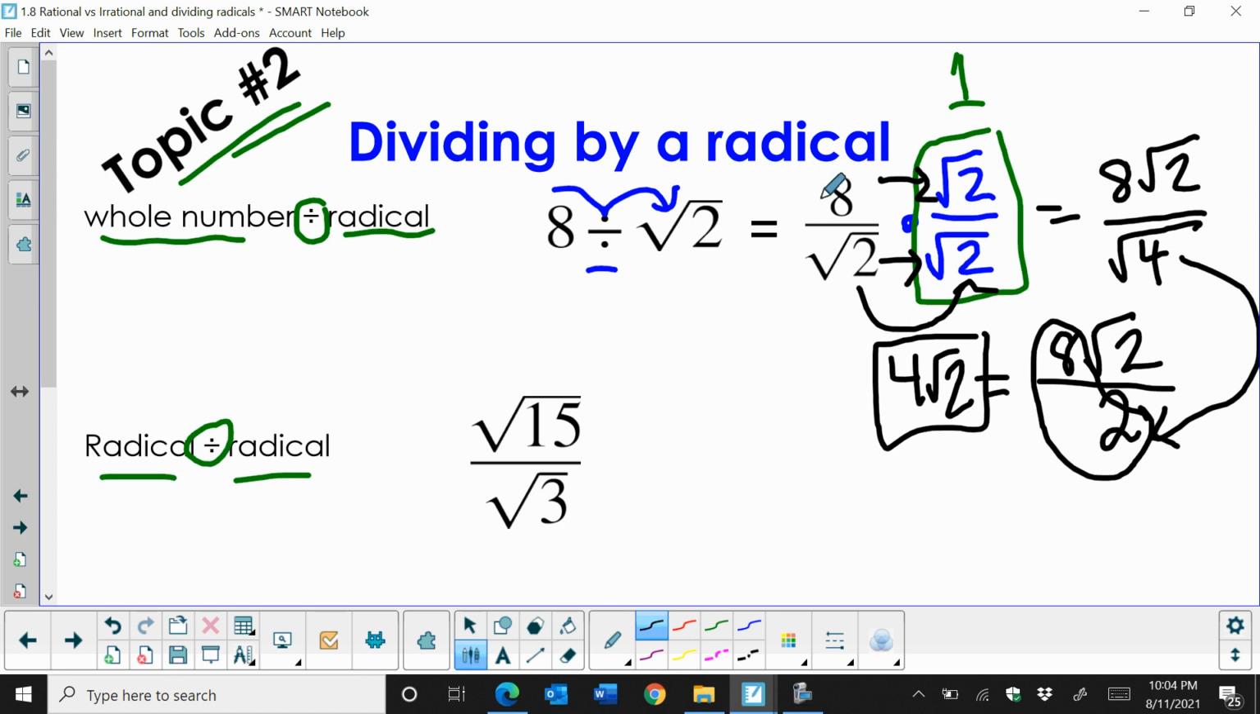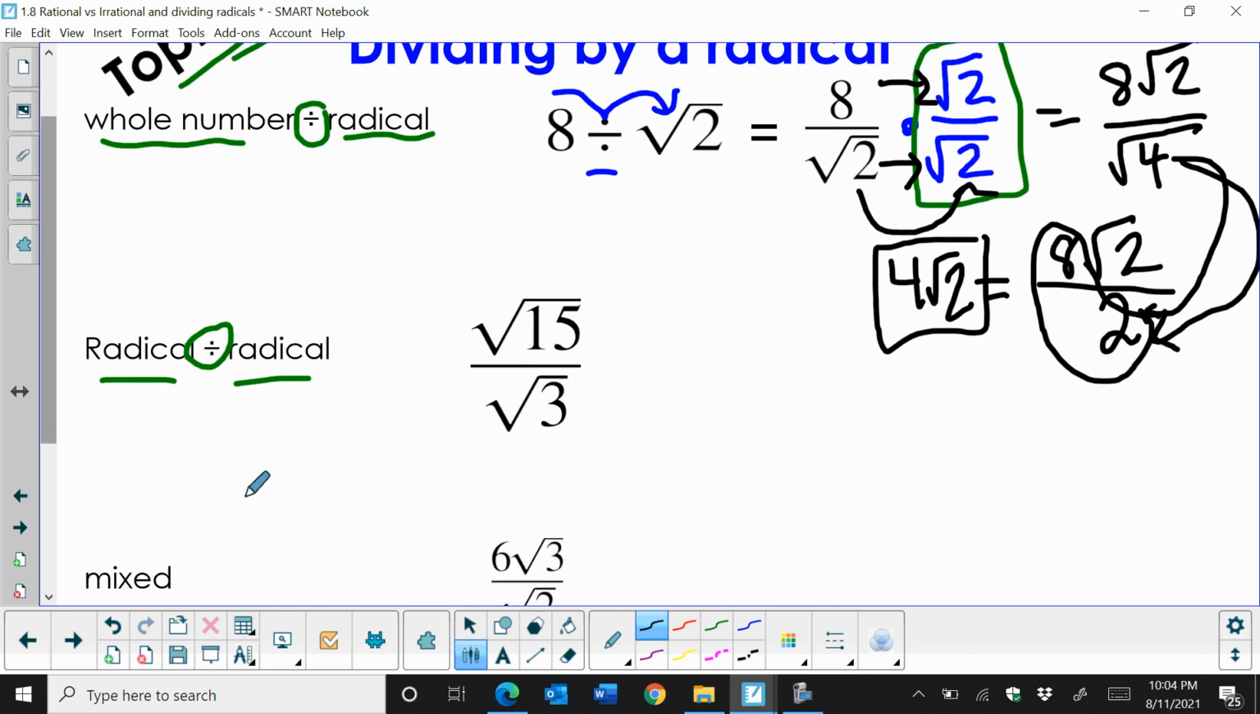What you want to do when you're dividing a whole number by a radical is multiply the top and bottom by that radical. You then multiply across. The bottom, or the denominator, is going to simplify to a nice pretty number, and then just reduce it if you can. Okay? And that's how you handle taking a whole number divided by a radical.